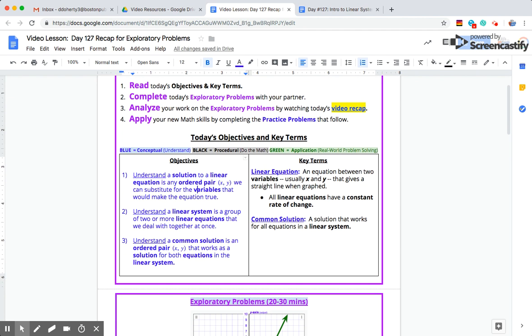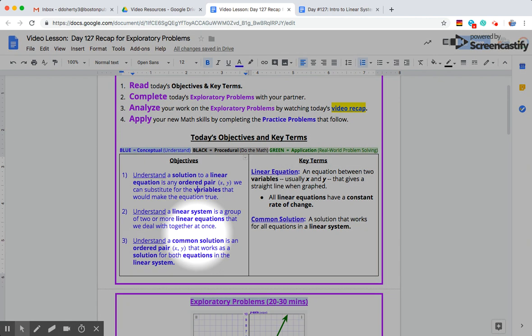I'm going to first take a look at our objectives today and our key terms. Since this is new math, we really want to take some time to read, understand some of these new ideas. We're building on the idea of a linear equation, something we already knew. Those were equations between two variables, usually x and y, and they gave us straight lines when they were graphed. That's why we called them linear equations back in the fall.